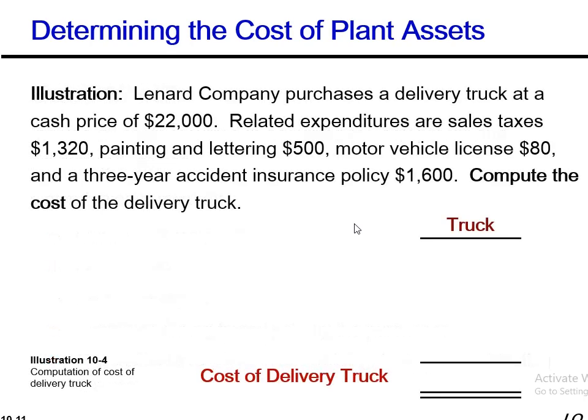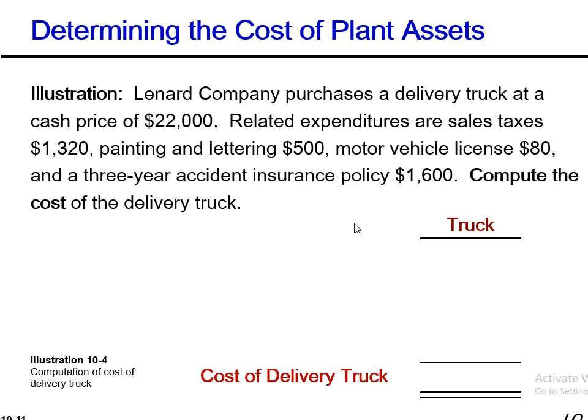We have an example with us. Lennart Company purchases a delivery truck at a cash price of $22,000. Related expenditures are sales taxes of $1,320. They also did painting and lettering for $500, meaning they painted the truck with their name. Then there is the motor vehicle license. A motor vehicle license is the license you obtain from the government that this vehicle can ride on the roads.